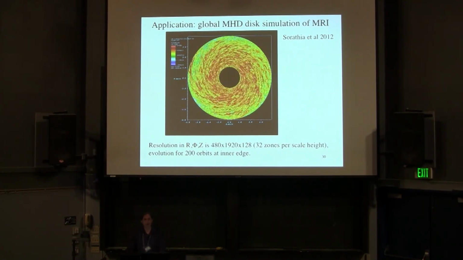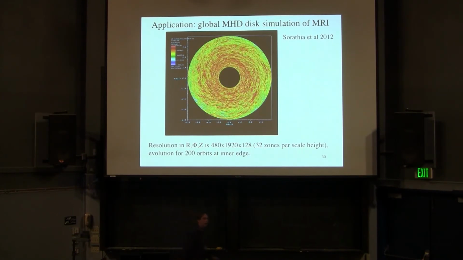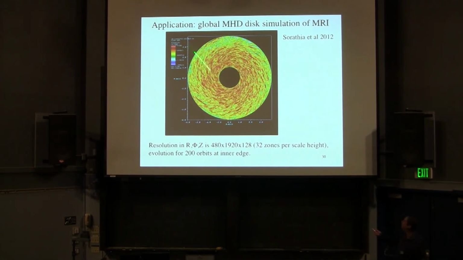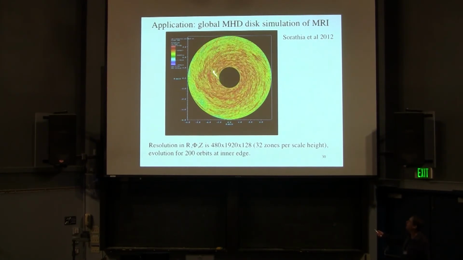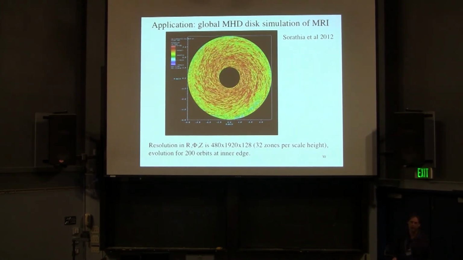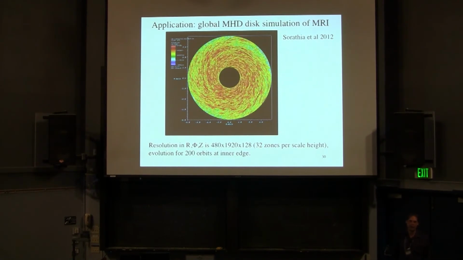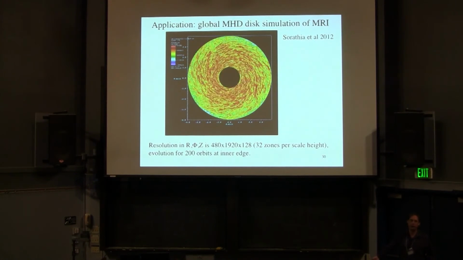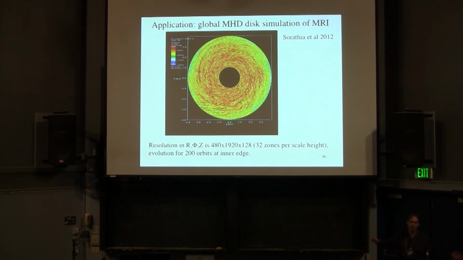So what is the boundary of the simulation? Yes, you see the boundary. We're using free outflow boundaries, so mass, momentum, energy, and magnetic field are allowed to cross the inner boundary and disappear off the mesh. In fact, over the course of time, the mass of the disk decreases by a factor of 3, because most of the stuff just accretes inwards.